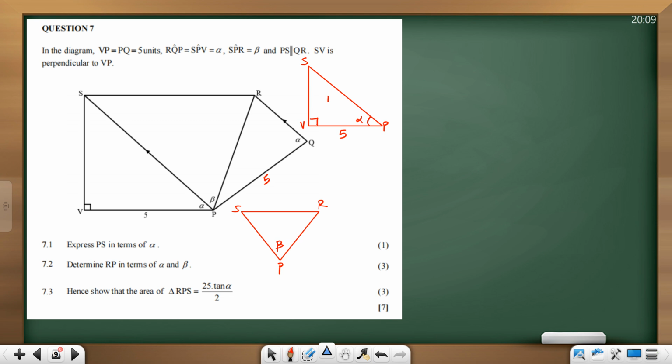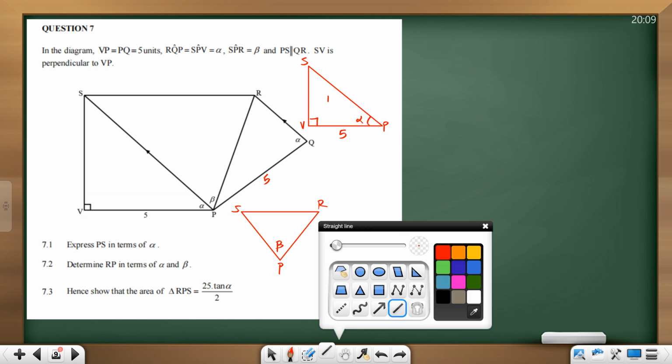Then I have a third triangle, okay, let me just freehand sketch it.